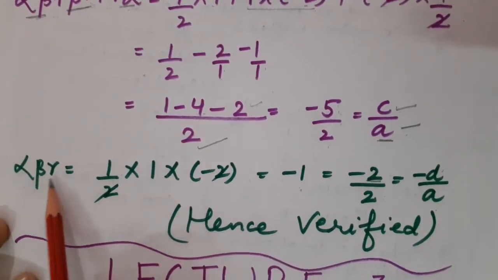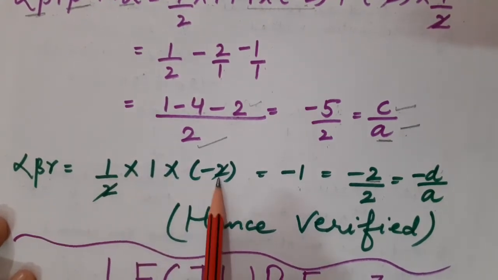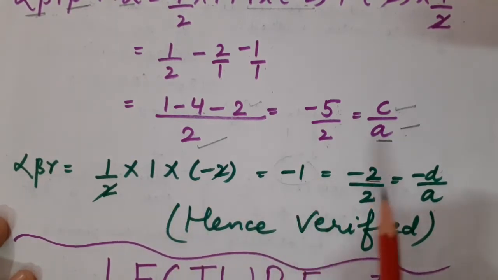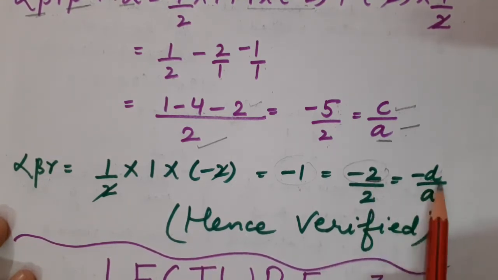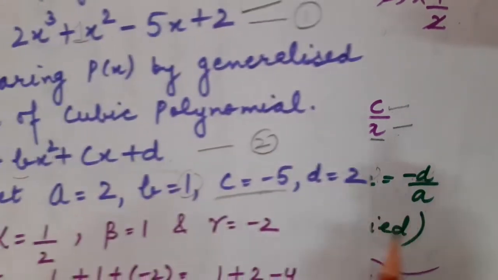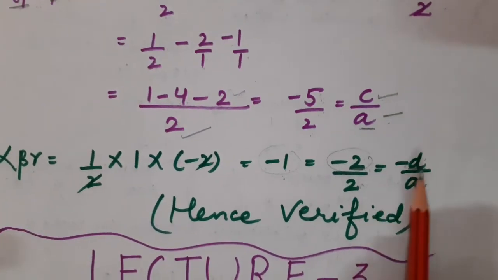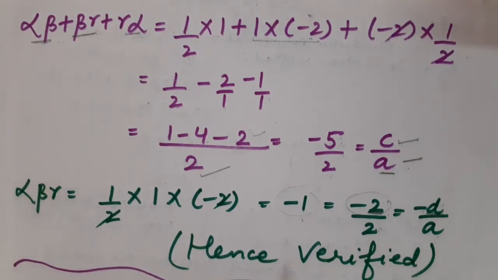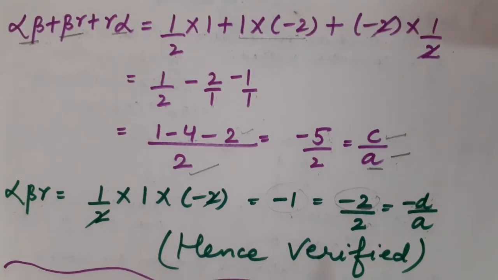Now go for the next case, that is alpha into beta into gamma. 1/2 into 1 into -2. This is what? -1. After simplifying, I have got -1. Can I write -1 as -2 upon 2? What is -2, children? Minus would remain minus. In place of 2, I am going to write d. See, d is equal to 2. So this is -d upon a. So what we have verified through this is that we have basically shown the relation between the zeros as well as the coefficients of a cubic polynomial.